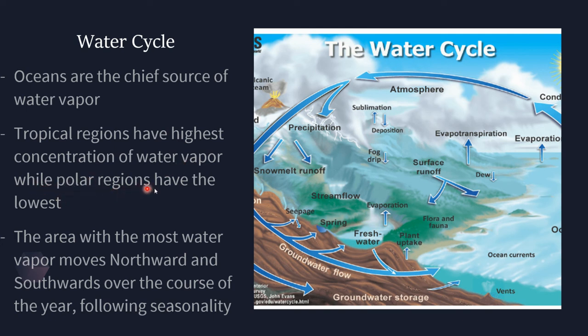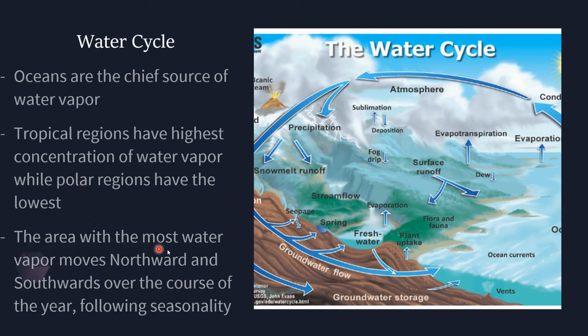Whereas the polar region has the lowest. You can see the polar region where the ice, Arctic and Antarctic, they have the lowest concentration of the water, because you can't see much of the green there, and most of the water bodies are actually in ice form. So that's why you can see less water vapor there.